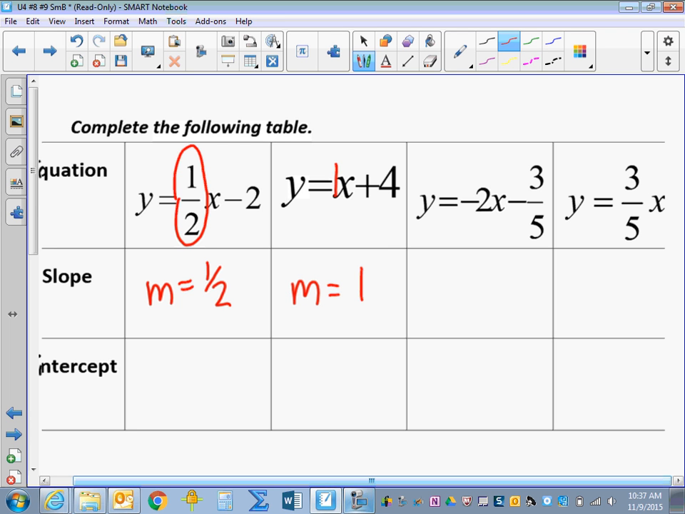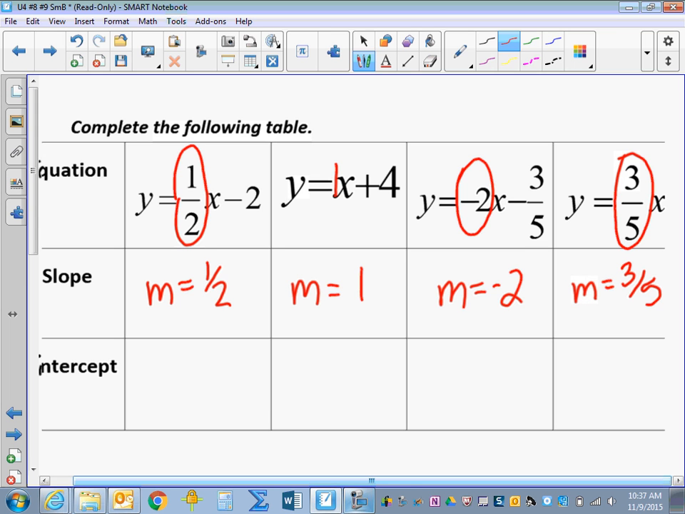What's my next equation's slope? Negative 2. And my next equation? M equals 3 over 5. That means I'm going to go up 3 and to the right 5. Make sure you include the negatives if there's a negative with it.